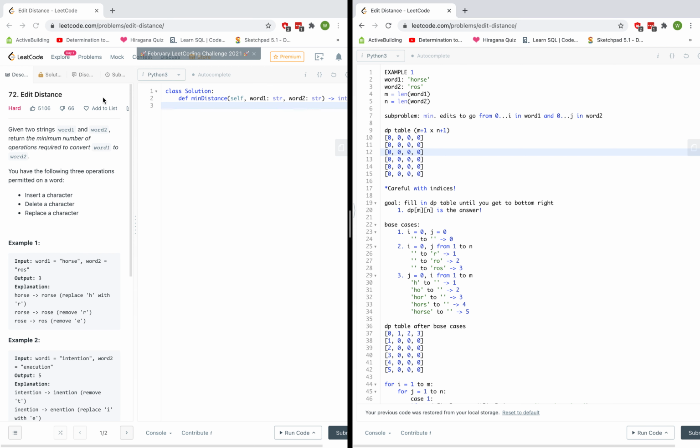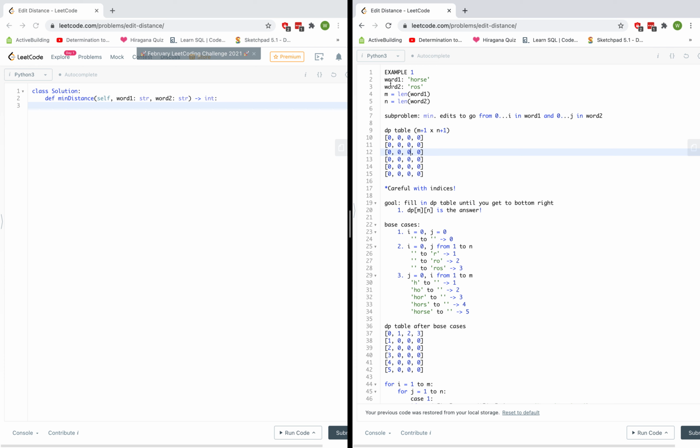Given two strings, word1 and word2, return the minimum number of operations required to convert word1 to word2. And you have the following three operations: inserting a character, deleting a character, and replacing a character. So the optimal solution for this problem actually uses dynamic programming. I'm going to go over the concept first on the right-hand side, then start coding on the left-hand side. So let's begin.